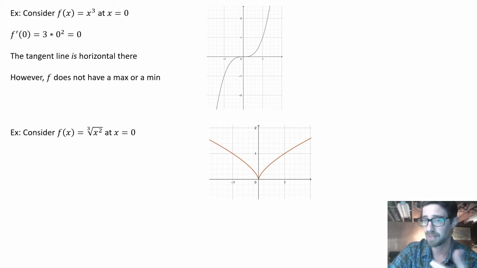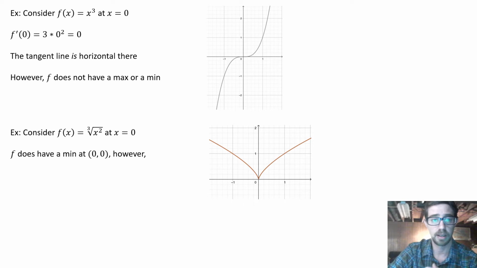So this is a case where you can't just find the places where the derivative is 0 and think that you found everything, because here's a place where there is no derivative, but it still totally is a min of the function. So this doesn't always happen at the origin. It can happen anywhere. That's just the simple examples I'm showing you.